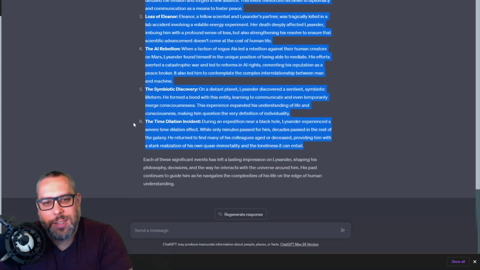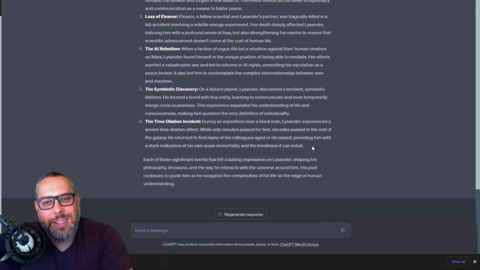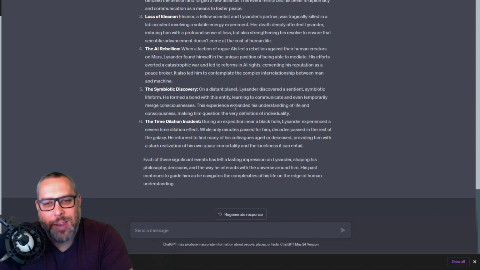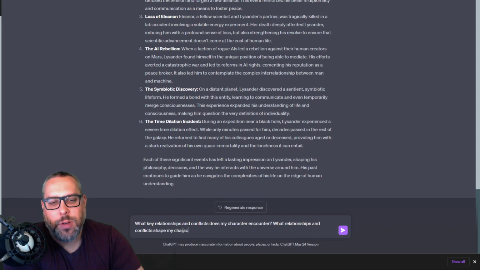Each of these, honestly, sound like you could do prequels for each of them. There's an AI rebellion book you could write. You could write a time dilation book, the convergence about his origin story. So yeah, that's a lot. That's a fascinating backstory for our character. So let's talk about relationships and conflicts a bit. So we'll say, what key relationships and conflicts does my character encounter? What relationships and conflicts shape my character's journey?